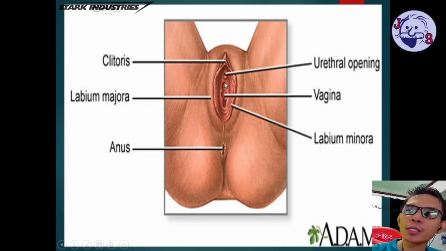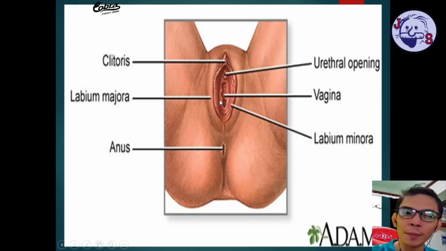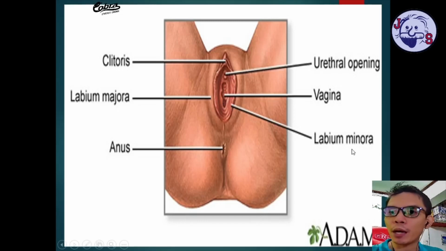This vagina that you have right here is covered by two lips. We have the labia minora and here the labia majora. They cover the vagina for protection purposes.